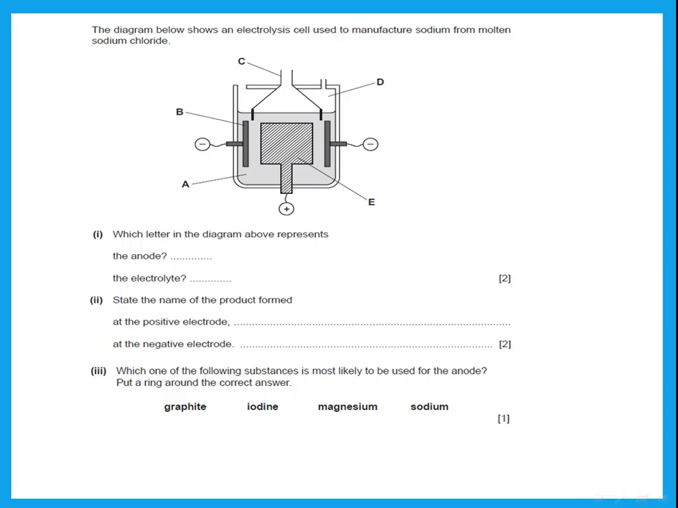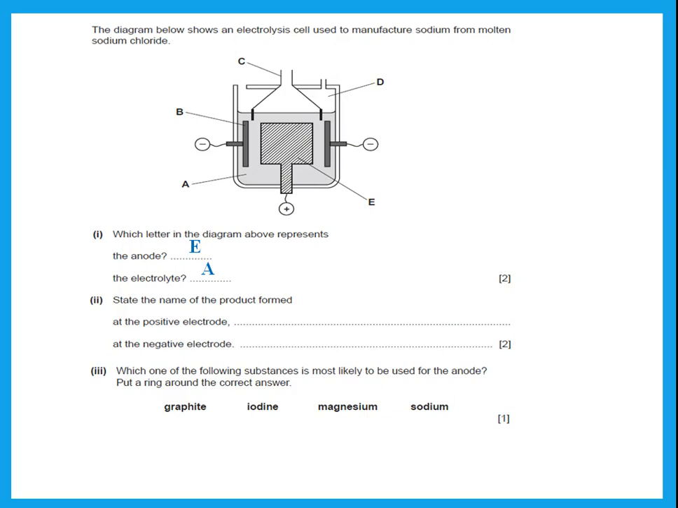Okay, the diagram below shows an electrolysis cell used to manufacture sodium from molten sodium chloride. Which letter in the diagram represents the anode? You should know that the anode is the positive electrode. Which one is the positive electrode? That is E, right? Which one is the electrolyte? We said the electrolyte is the liquid that is in there, in which the electrodes are placed. So which one is the liquid? That is A.